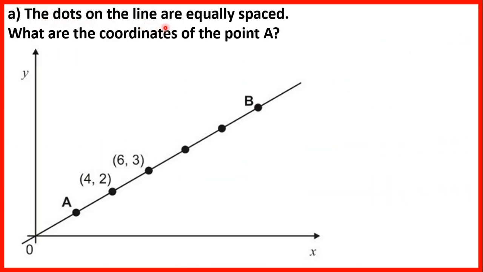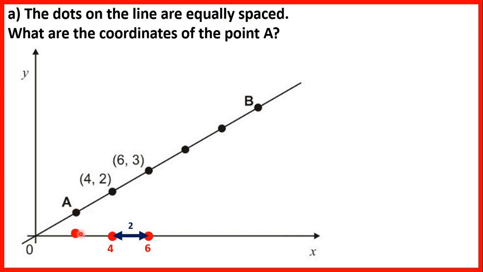The dots on the line are equally spaced. What are the coordinates of the point A? So if we look at the coordinates that they've given us, this point here has an x-coordinate of 4 and this point here an x-coordinate of 6. So that's a difference of 2. 4 plus 2 is 6, and we know that the dots are equally spaced.